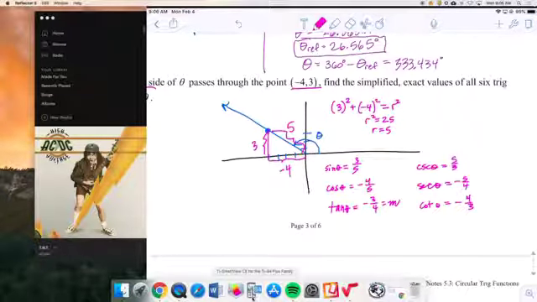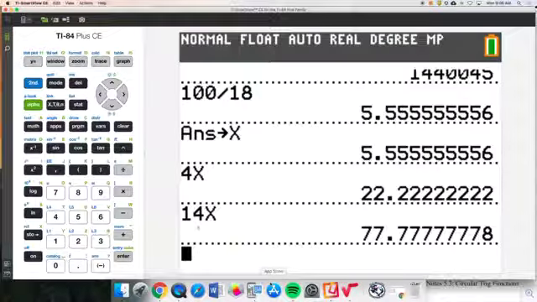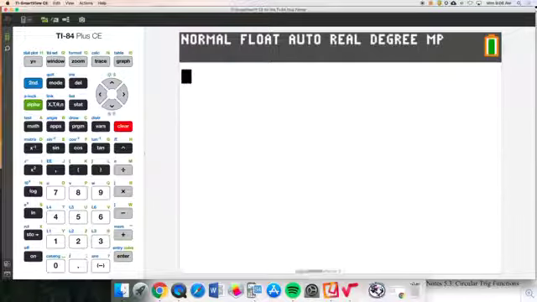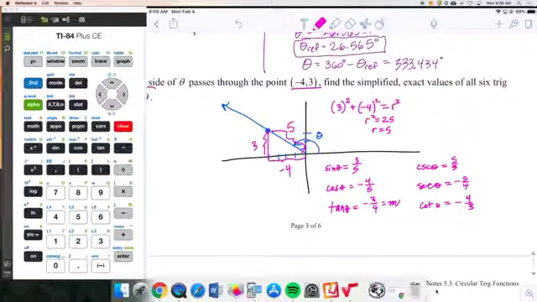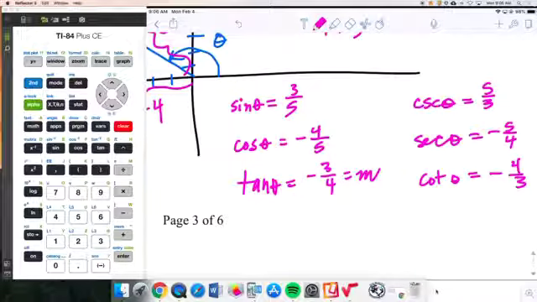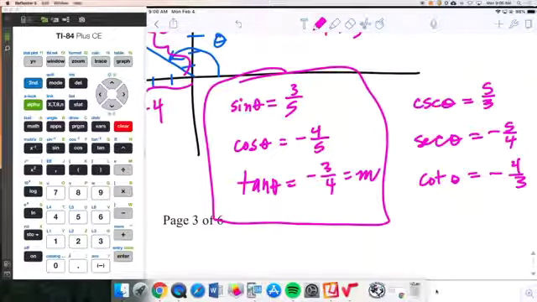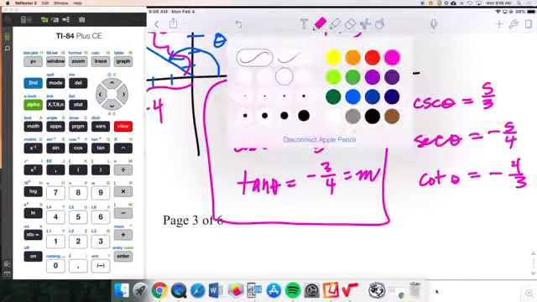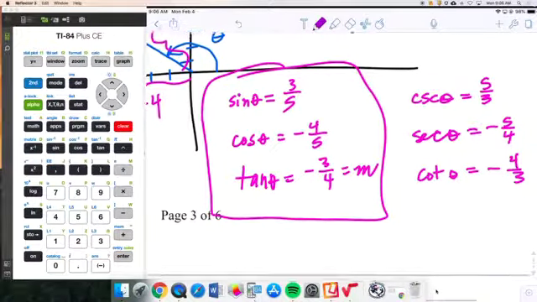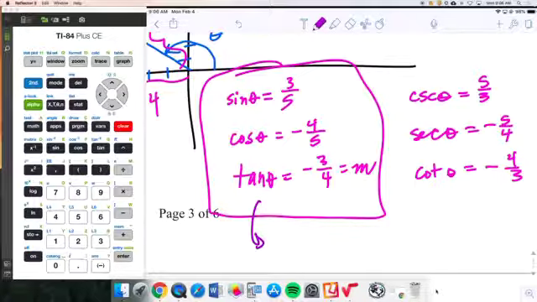Come on, calculator. There it is. Which trig ratio are you going to use? Does it really matter? I'd probably stay away from the other three since you don't have the button, but all of these are right. Probably the safest one to use is tangent because you were given the x and y value. So I'll go ahead and use that.